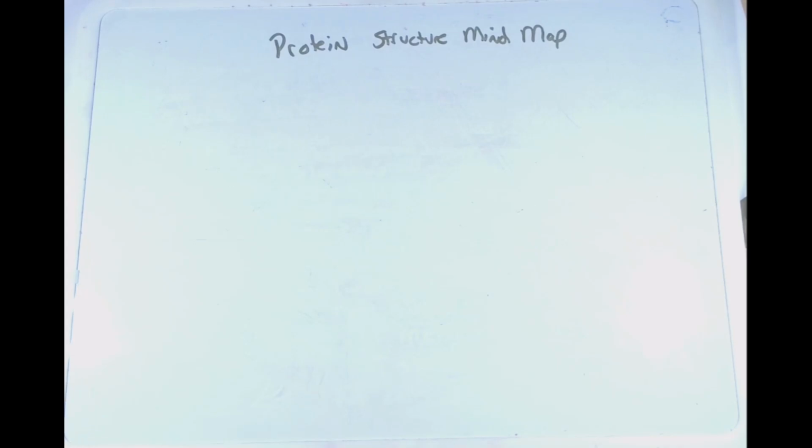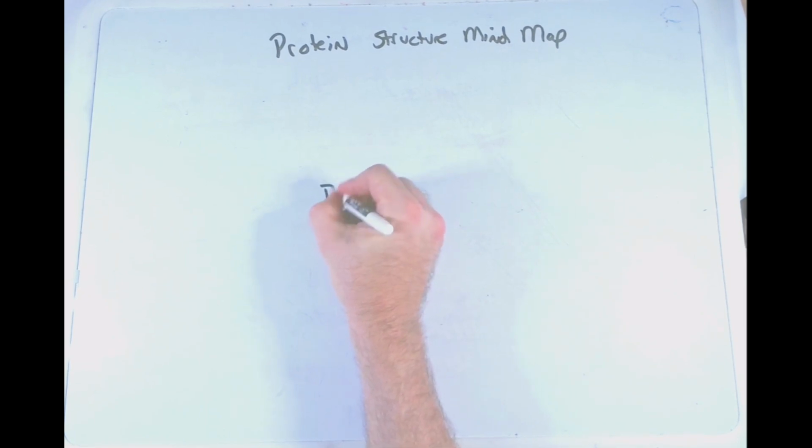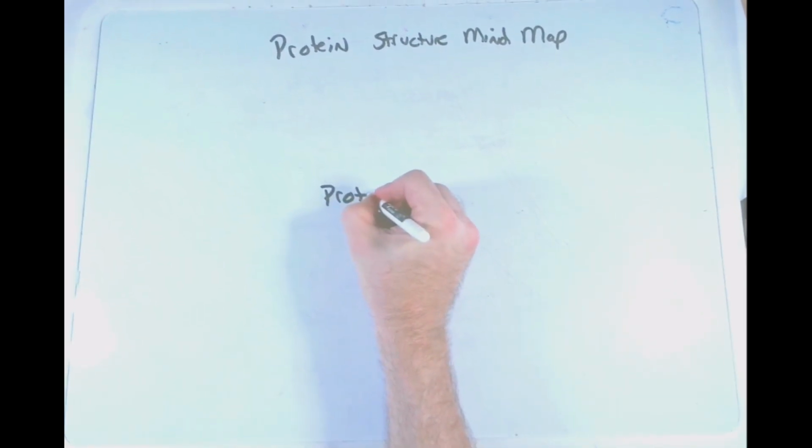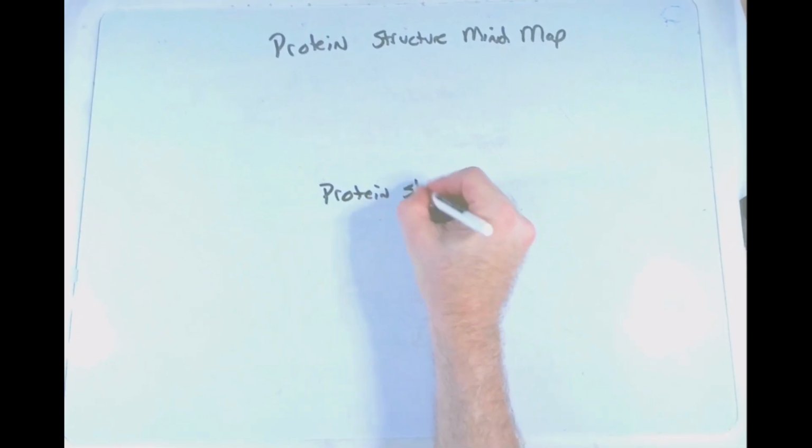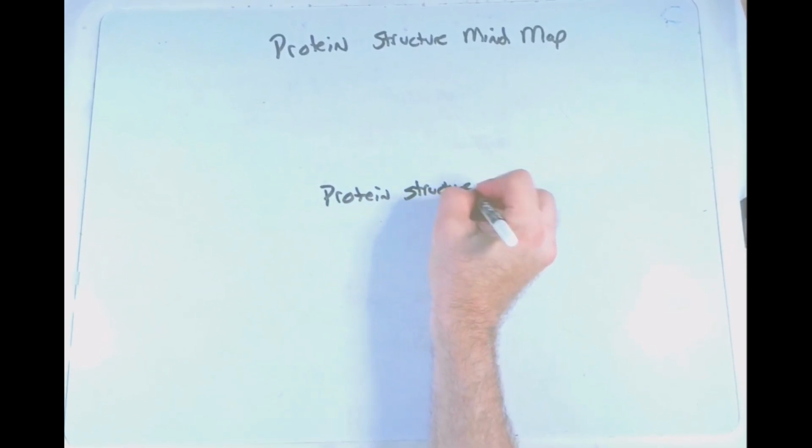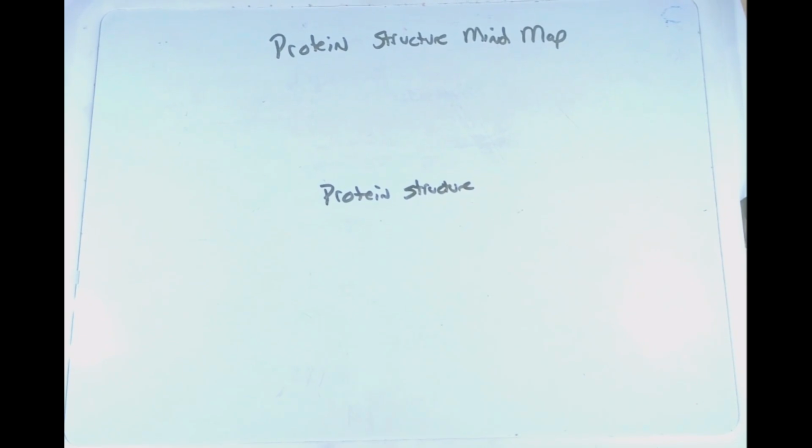One way to study the relationship between concepts in physiology is to use a process called mind maps. It's also called concept mapping. You basically start out with a central idea. In this case, we're going to be looking at protein structure. And then from this basic starting point, you can fill in the details that you know about it.